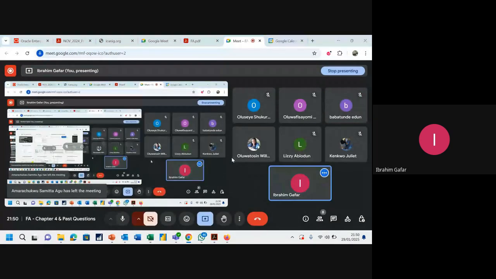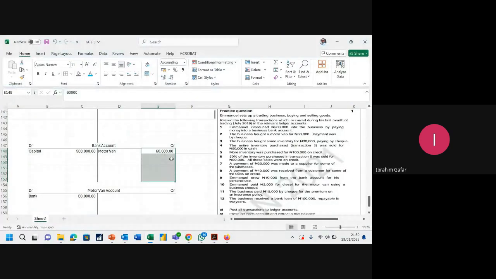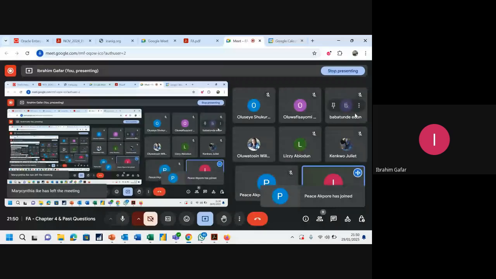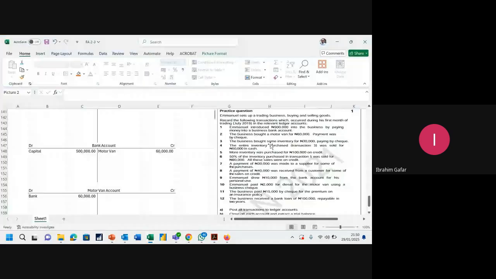So we have been able to do that one. Now, number 3, I can see Babatunde Edu. Mr. Babatunde Edu, the business bought some inventory for 30,000 naira, paying by check. So what am I going to open? What am I crediting? What am I debiting? Your time starts now, 30 seconds. Debit, credit, tell me.